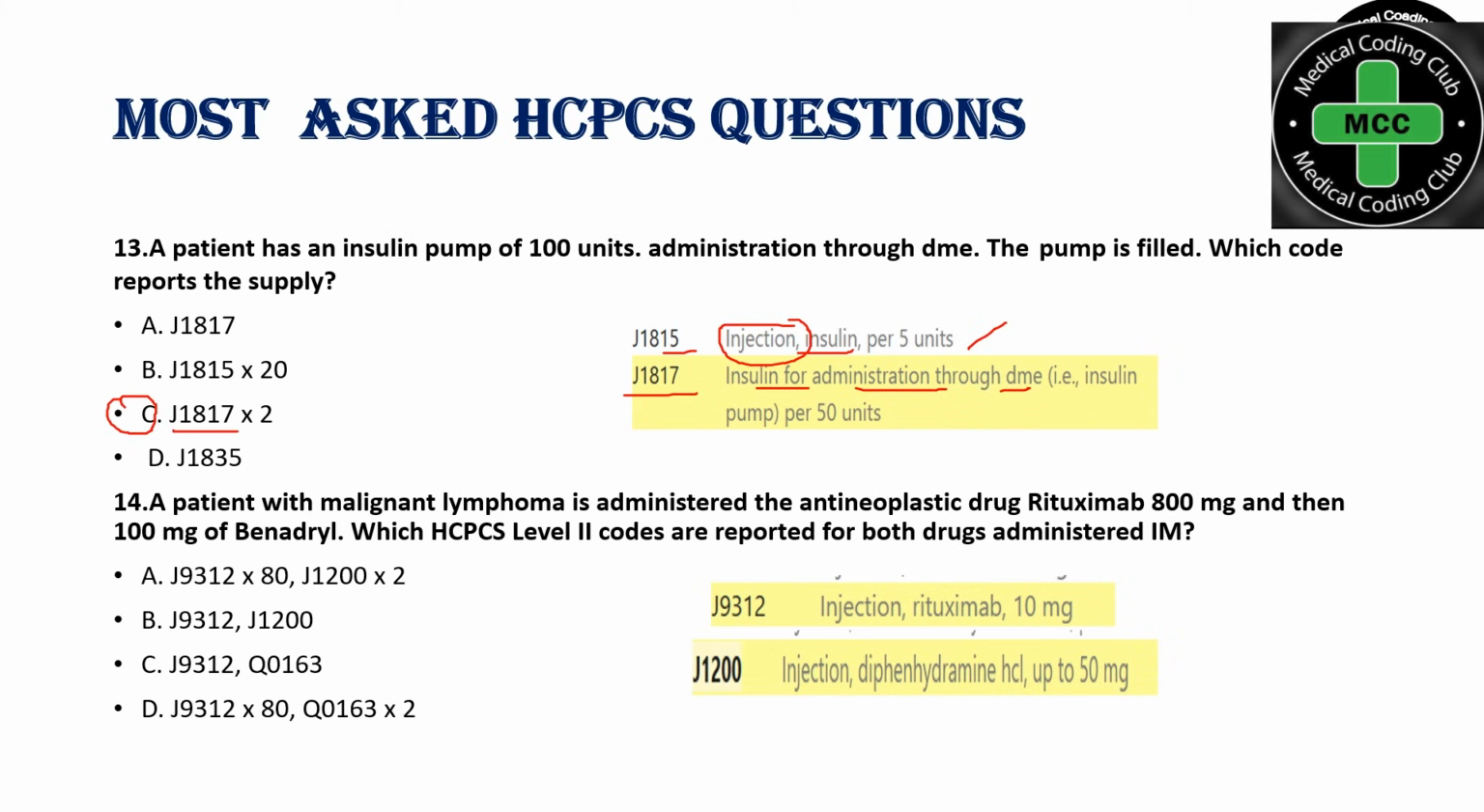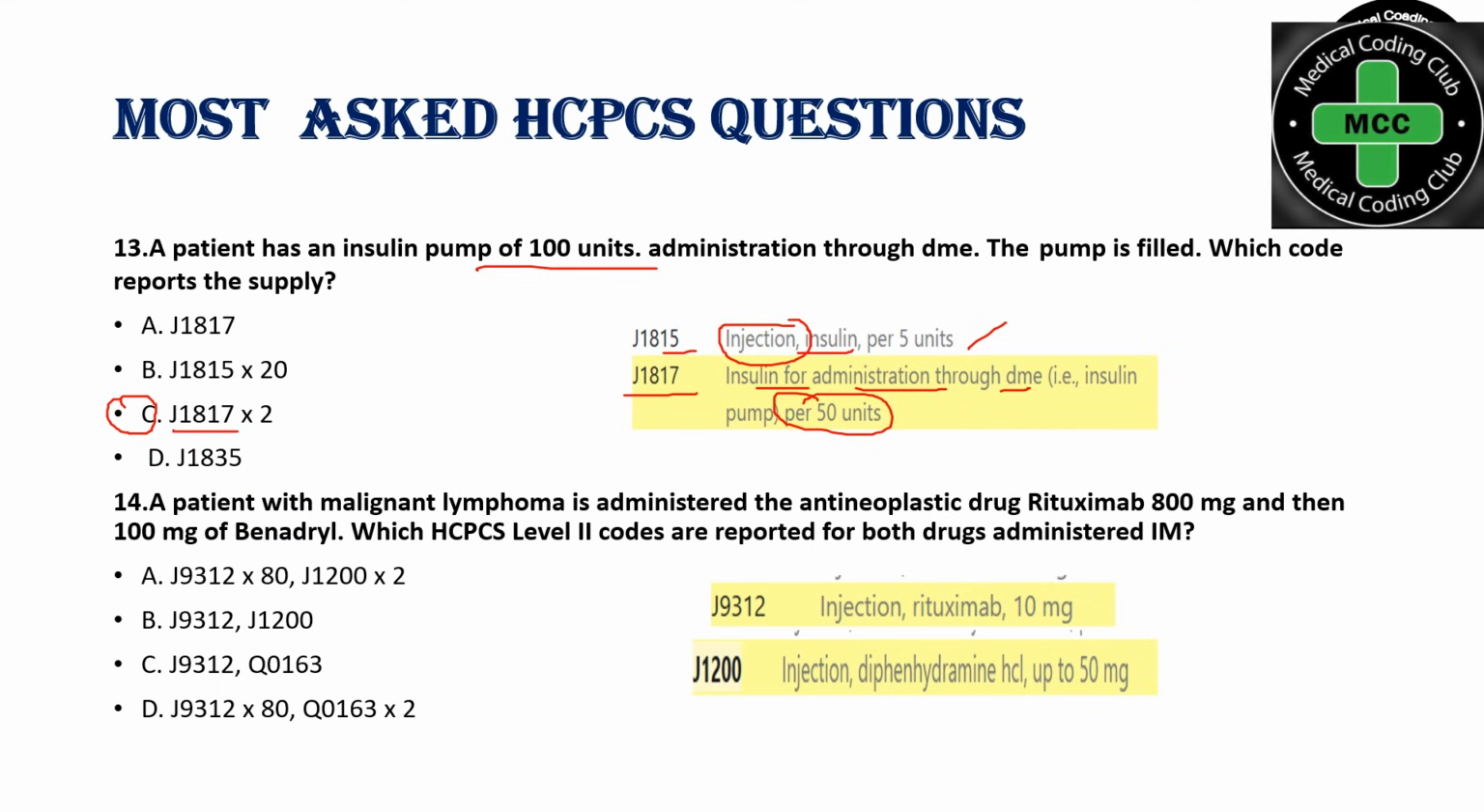J1817 with units 2, because it carries 50 units per unit, so for 100 units we need to give 2 units. If they specify only insulin injection, then you need to consider per 5 units, and select J1815 with units 20. But for this particular question, you can go with J1817 with units 2.